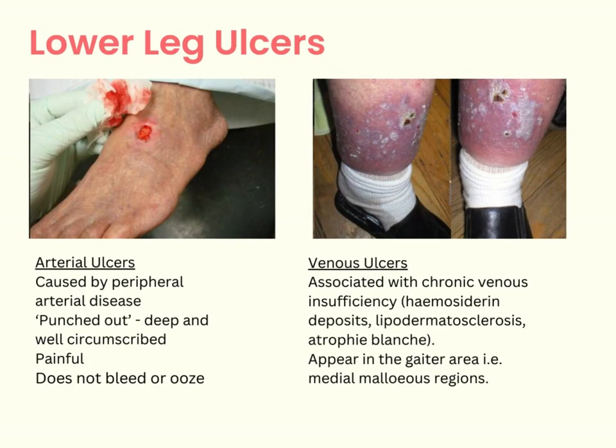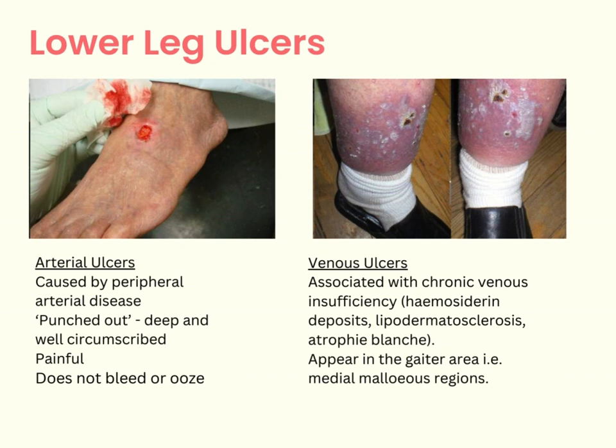Leg ulcers. So on the left we have arterial ulcers, and on the right we have venous ulcers. Arterial ulcers are most commonly associated with peripheral arterial disease, and they are caused by diminished blood flow to the distal tissues. Some of the ways that you can tell is that it will be described as having a punched out appearance, so deep and well circumscribed. It might be painful, and they won't bleed or ooze.